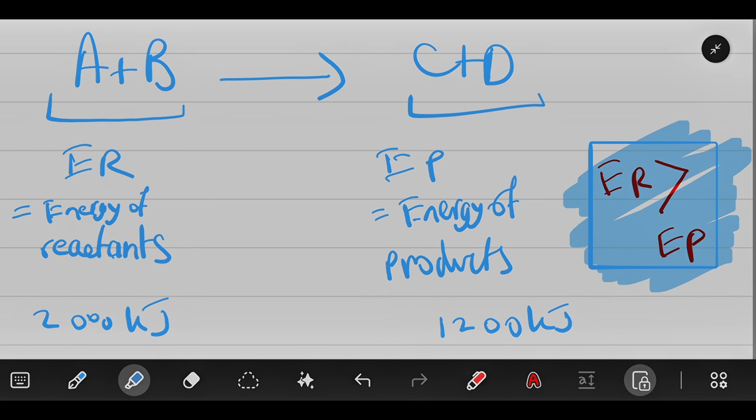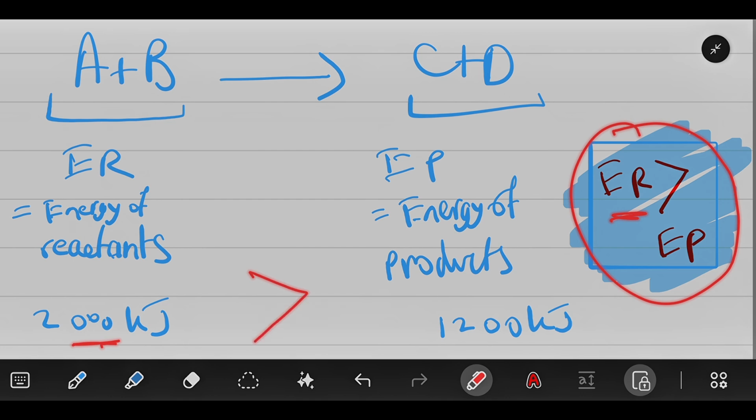The most important part of exothermic reactions' energy profile diagrams is this point: the energy of the reactants should be greater than the energy of the products. For here it is 2000, it is 1200, a difference of 800 kilojoules, which is lost to the surroundings, making it an exothermic reaction.